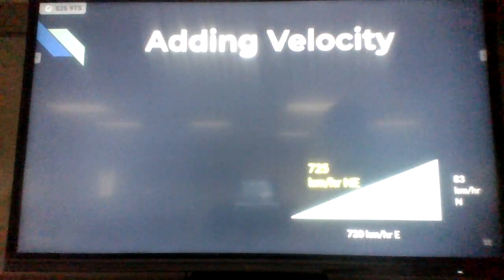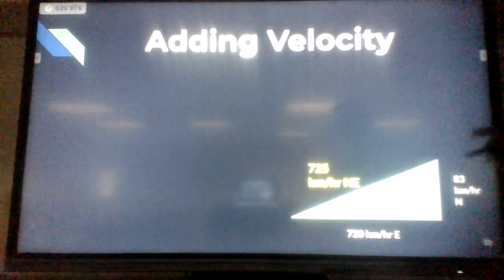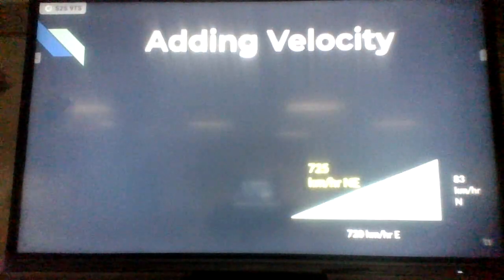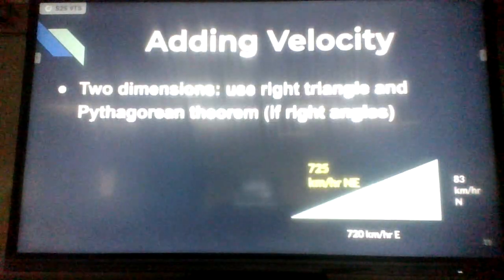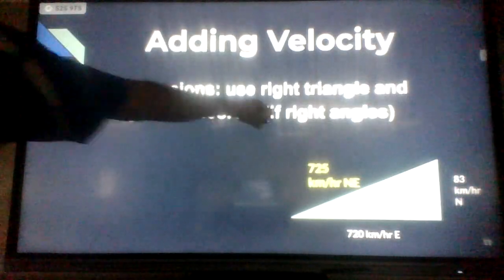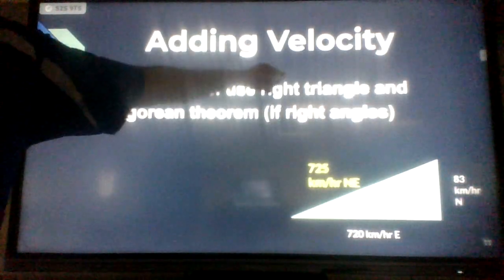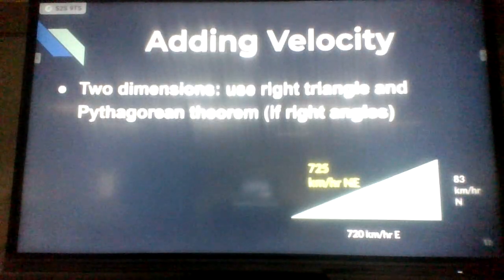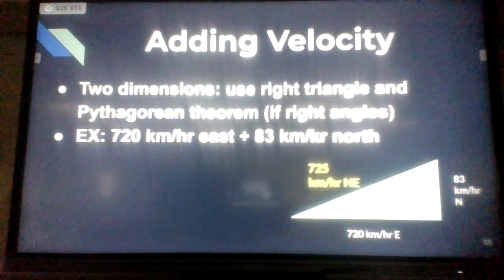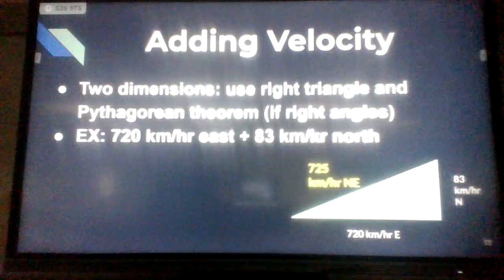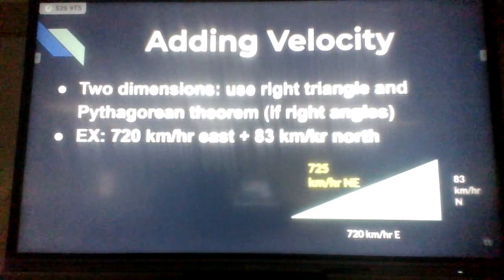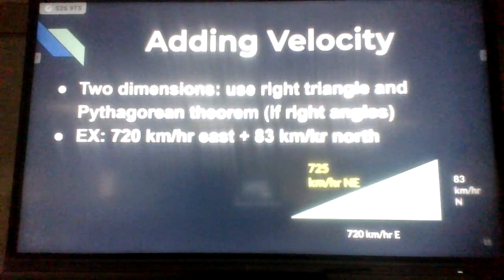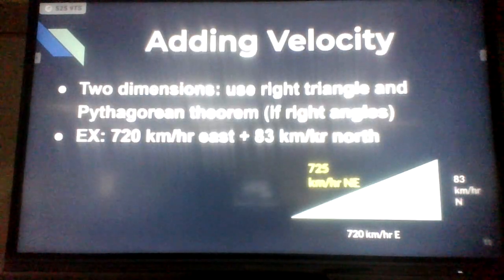And something I showed you a few minutes ago, right triangles should always make you think of one of your good friends, Mr. Pythagorean. If we have two dimensions and we make a right angle, use right triangle math, the Pythagorean theorem. We got the hypotenuse right there. Okay, therefore, 720 kilometers per hour east, and then go 83 kilometers per hour north. Now, since these are not the same direction, we can't just add those together and get 803.